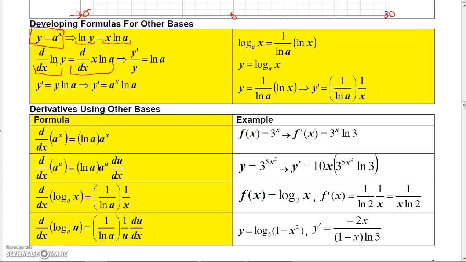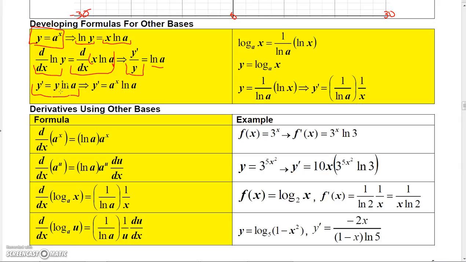Well, the derivative of natural log of y is y prime over y, or you could say it's 1 over y times y prime. And the derivative of x times natural log of a, remember, the derivative of any constant times x is just the constant. So the derivative of natural log of a times x is just natural log of a. So now we've got y prime over y equals natural log of a. So what does y prime equal? Well, multiply both sides by y and we get y prime is equal to y times natural log of a.